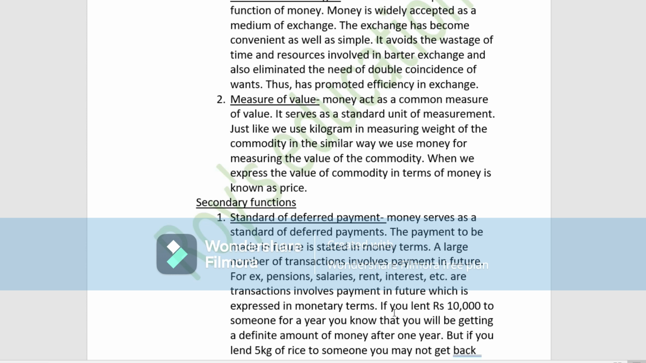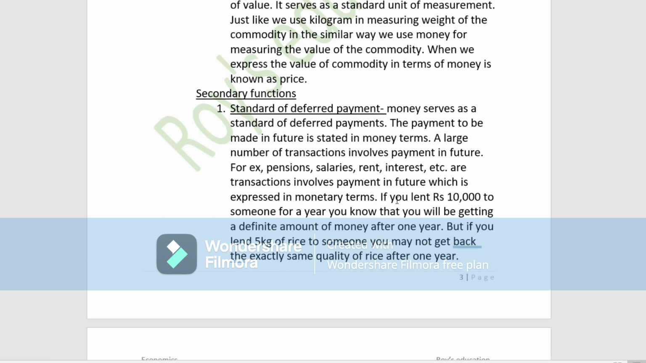Next is the secondary function. The secondary function is the standard of deferred payment. What does this mean? Money serves as a standard of deferred payments. That means a payment to be made in the future is stated in monetary terms. The payment you want to make in the future, only money can do it. No other goods and services can do it. This is a secondary function of money. Any payment which you want to make in the future is stated in monetary terms.